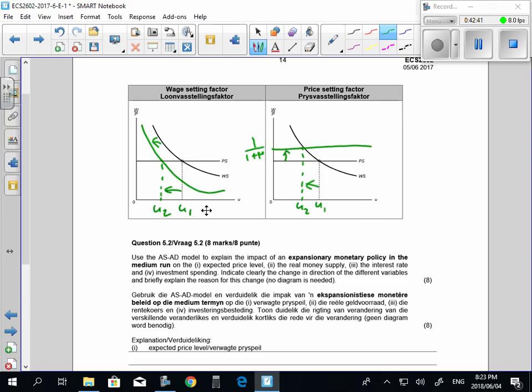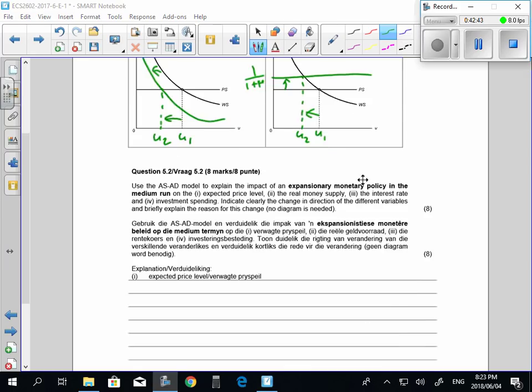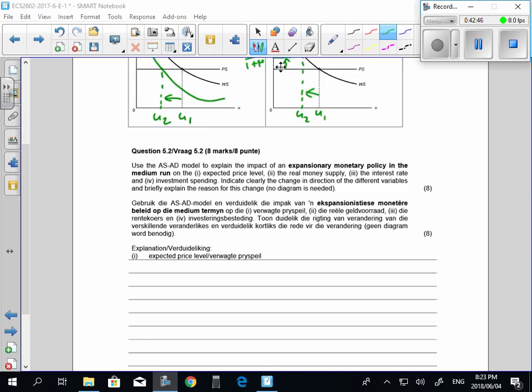Any questions on that? All right, then in question 5, use the ADAS model to explain the impact of an expansionary monetary policy in the medium run. Okay? So now what did they ask for? They asked for just the medium run. Okay? So what is that?